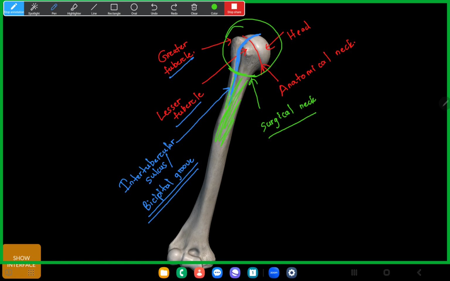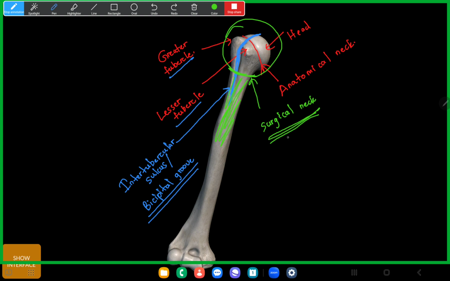There is an important relation with regard to this surgical neck. Those are the axillary nerve, the anterior circumflex humeral artery and the posterior circumflex humeral artery. The anterior and posterior circumflex humeral arteries are branches which arise from the third part of the axillary artery. They form an anastomosis around the surgical neck. This surgical neck is a vulnerable site for fractures.